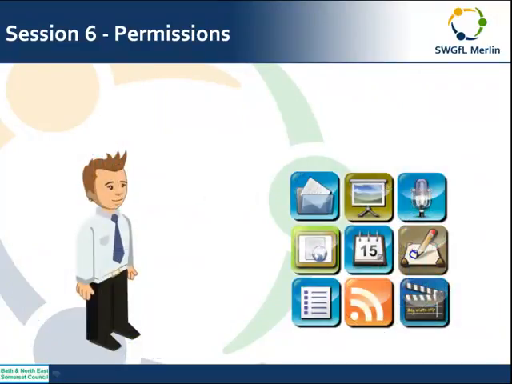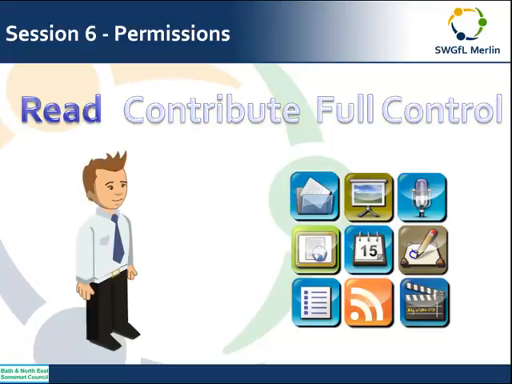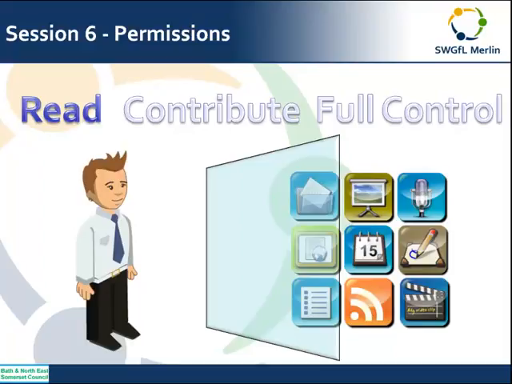There are three basic levels of permission in Merlin: read, contribute and full control. If you grant somebody read access to your place, it is like they can view your place behind glass. They can see it, but they can't touch. They can read content, they can watch videos, listen to audio, but they can't take part in discussions, complete a survey or upload a document.